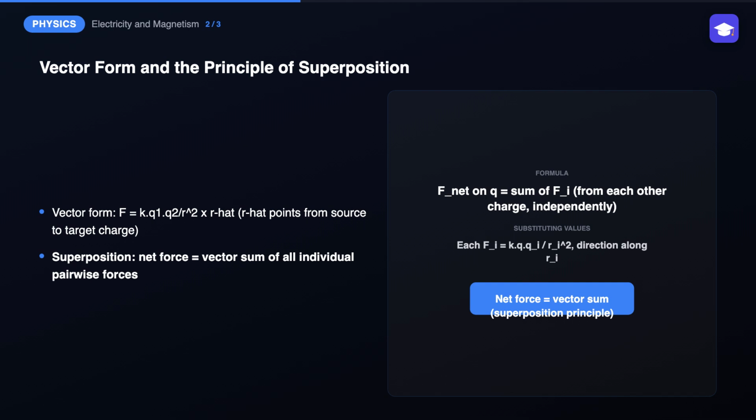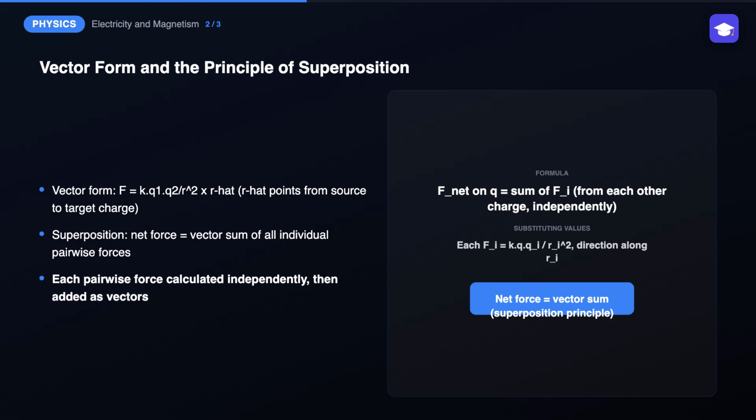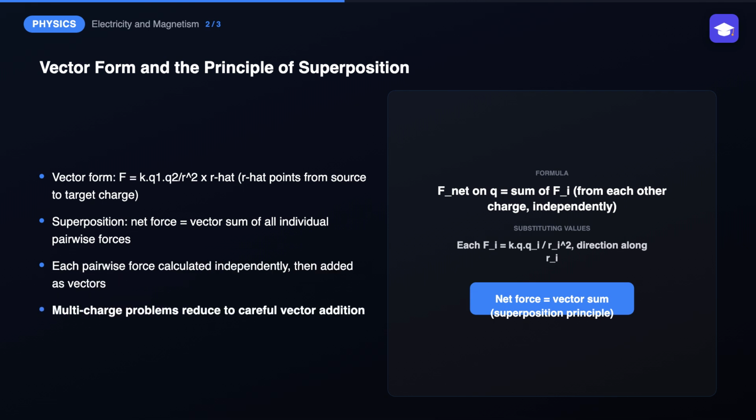When more than two charges are present, the principle of superposition applies directly. The net force on any one specific charge is simply the vector sum of the individual Coulomb forces from every other charge, calculated completely independently and then added together. This superposition principle is exactly why electrostatics problems with multiple charges reduce to careful vector addition rather than requiring any fundamentally new physics.